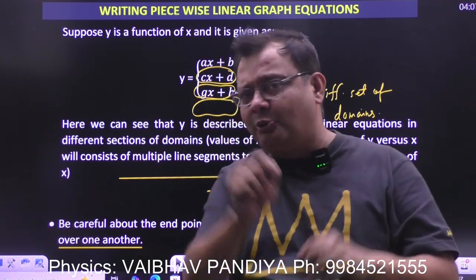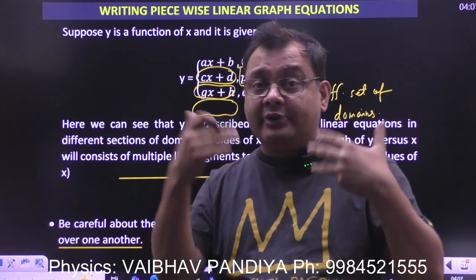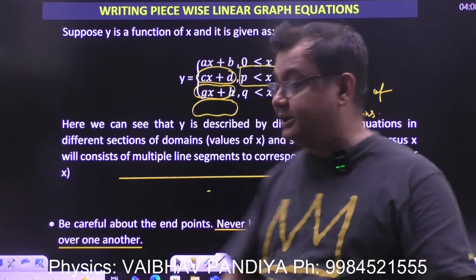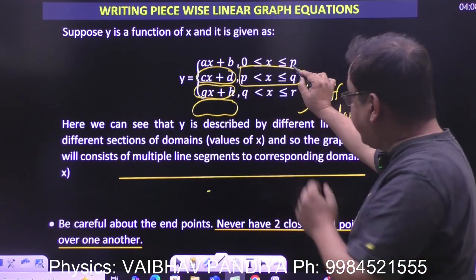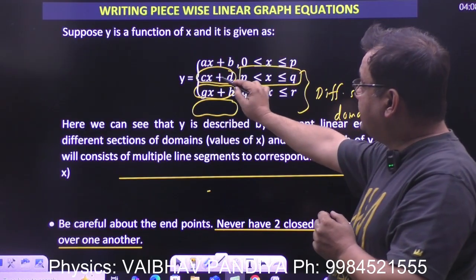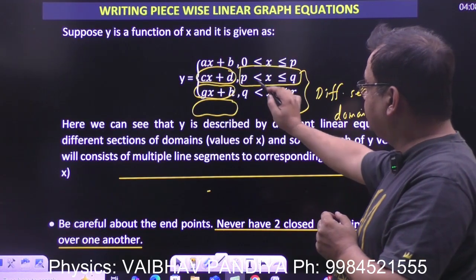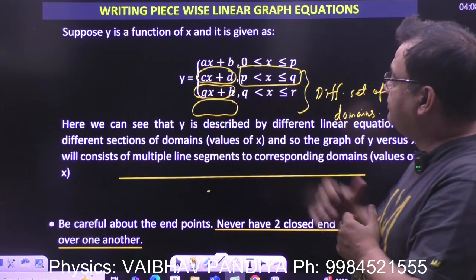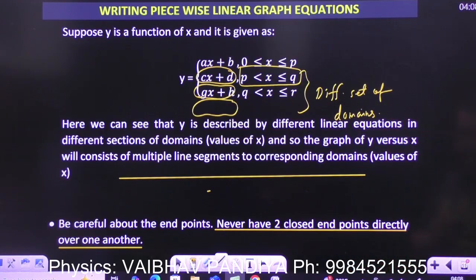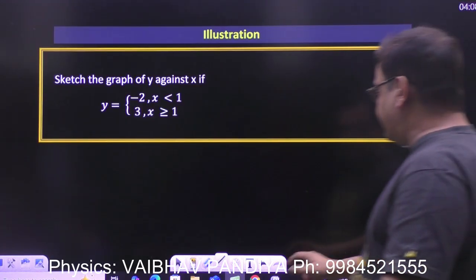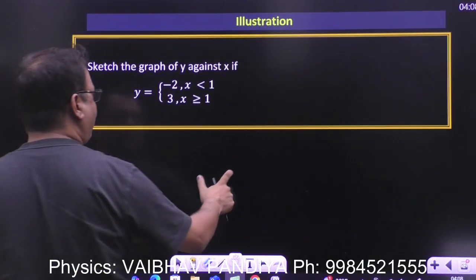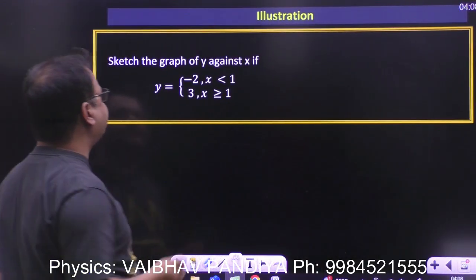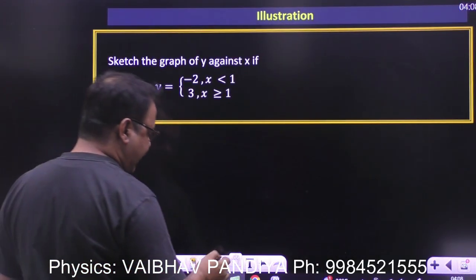You have to be critical about the endpoints. Keep track of that endpoint, which piecewise description it is getting in. Like in this case, when x is p, the function y will have a value defined by equation 1, and when x is greater than p and less than or equal to q, the function will be defined by equation 2. Got it? Now let's see some illustration of how we plot. See the illustration. Sketch the graph of y against x if.